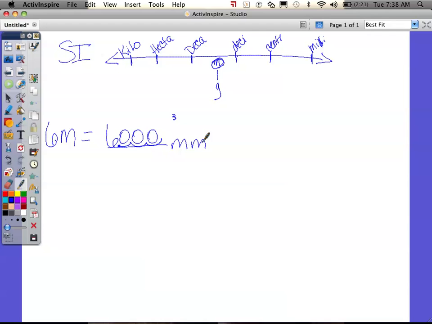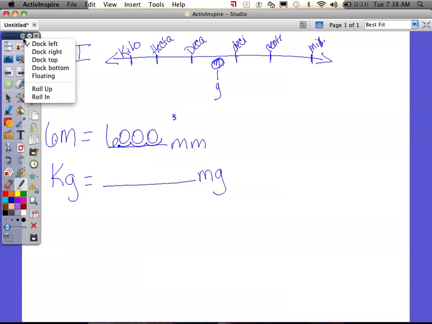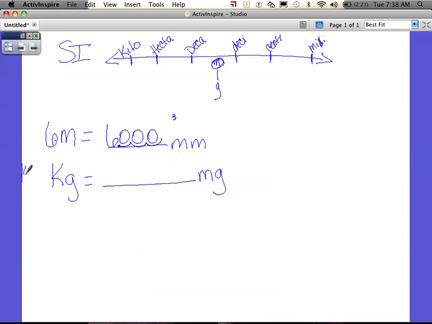If you want to go from kilograms to milligrams, you're going to do the same thing. So let's say we have 14.2 kilograms. Which direction am I going to move my decimal? To the right. And since I'm starting here, I'll count from here. 1, 2, 3, 4, 5, 6. So I'm going to move my decimal 6 places to the right.